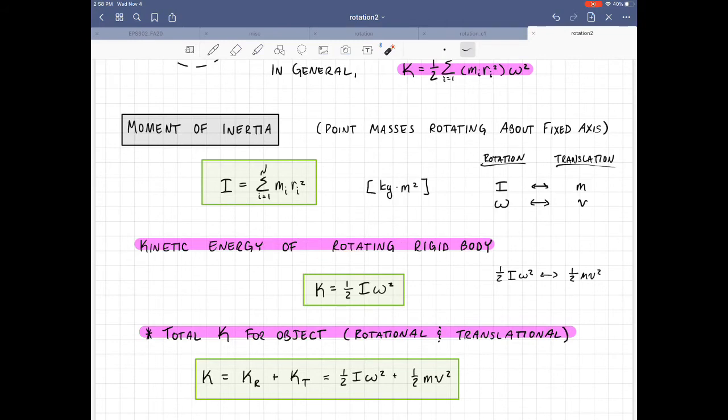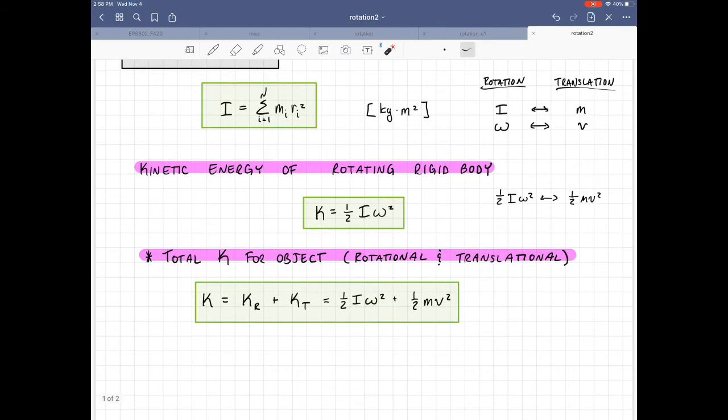And that should strike you as familiar, right? It looks an awful lot like 1/2 mv squared, where I is the rotational equivalent of mass, and omega is the rotational equivalent of translational speed. And so if you have an object that is both rotating and moving translationally, then the total kinetic energy is just going to be the sum of each of those types of kinetic energy.